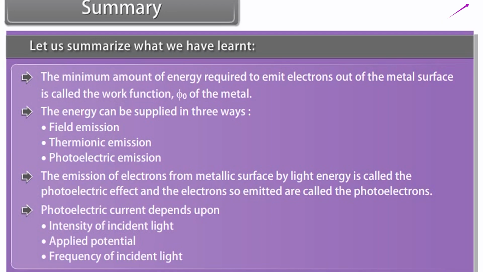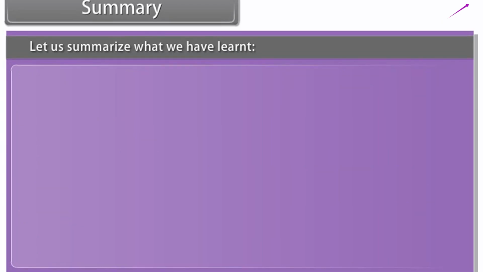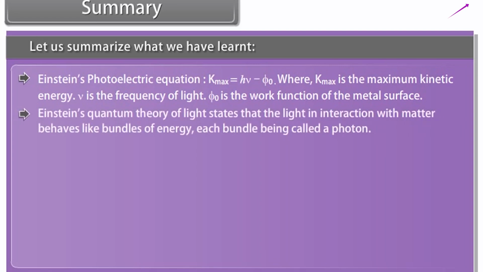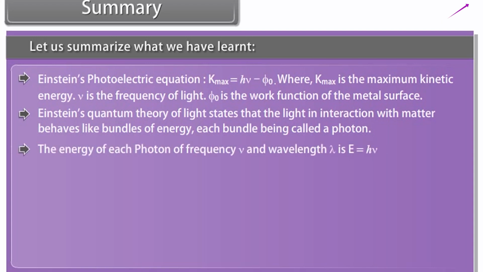Einstein's photoelectric equation: Kmax is equal to h nu minus phi0, where Kmax is the maximum kinetic energy, nu is the frequency of light, and phi0 is the work function of the metal surface. Einstein's quantum theory of light states that light in interaction with matter behaves like bundles of energy, each bundle being called a photon. The energy of each photon of frequency nu and wavelength lambda is E equals h nu.